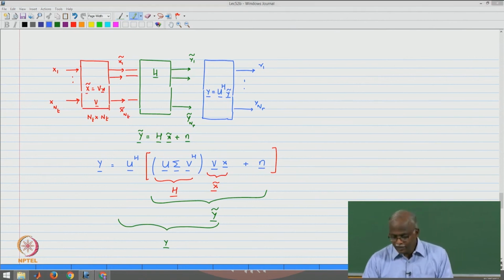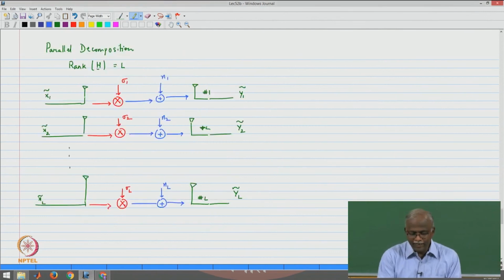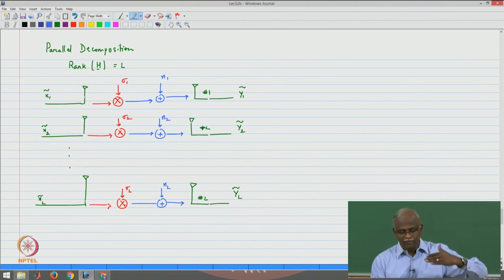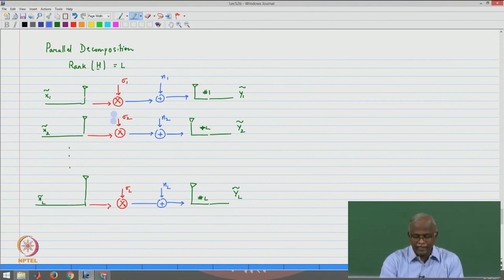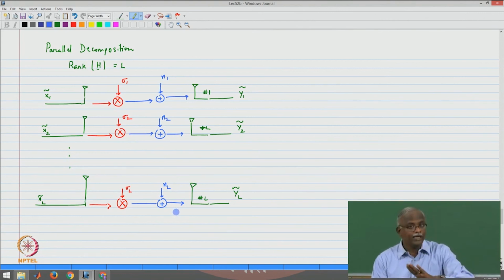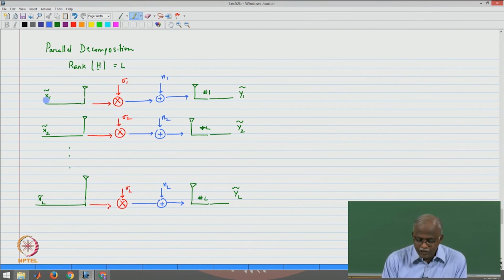The second way is to think of it as parallel channels, where the transmitted signals x1 through xL are experiencing different gains, and notice that the noise terms are all additive white Gaussian noise terms with the same variance, and the received signal. So, if you were to describe it in equivalent form, it consists of L parallel channels. Let us write it down. There are L parallel channels.